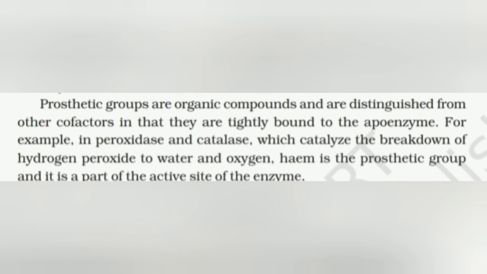First, prosthetic group. They are organic compounds and are distinguished from other cofactors in that they are tightly bound to the apoenzyme. For example, in peroxidase and catalase, which catalyze the breakdown of hydrogen peroxide to water and oxygen, heme is the prosthetic group and it is the part of the active site of the enzyme. Means prosthetic groups are organic compounds and they are tightly attached to the apoenzyme.